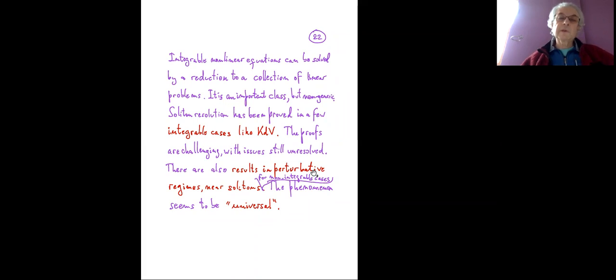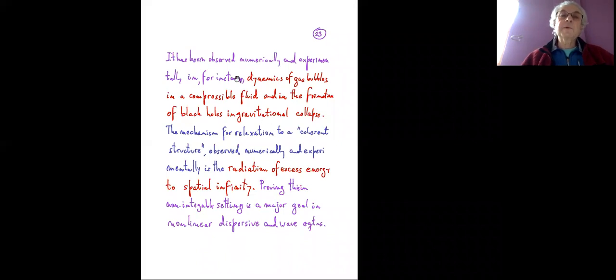This phenomenon of soliton resolution, again, seems to be universal. It has been observed numerically and experimentally, for instance, in the dynamics of gas bubbles in a compressible fluid, and this you can see in a lab, and in the formation of black holes in gravitational collapse. Of course, we don't see that in a lab. We see this numerically. And this mechanism for relaxation to a coherent structure, which has been observed numerically and experimentally, seems to be the radiation of excess energy to spatial infinity. So the energy, of course, is conserved, but is pushed out to spatial infinity.